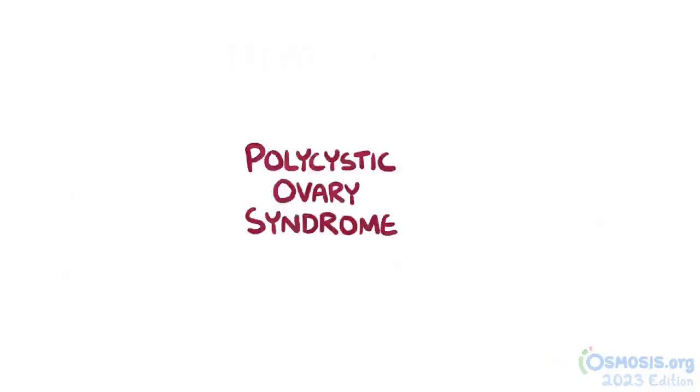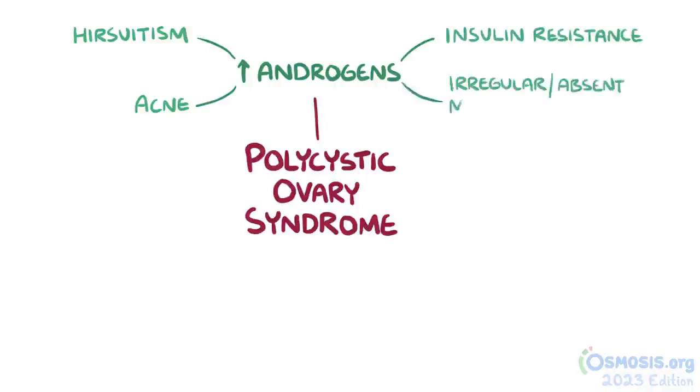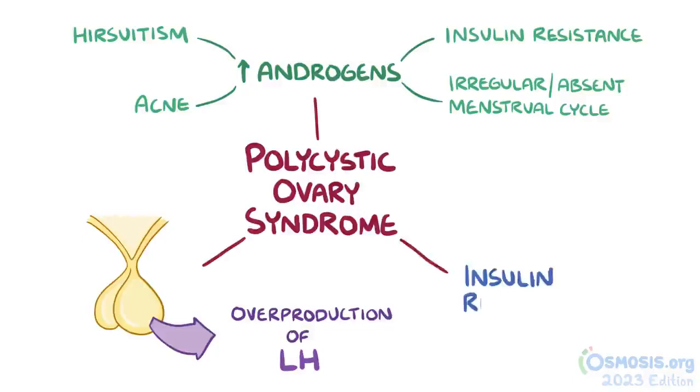Alright, as a quick recap, polycystic ovary syndrome is marked with symptoms related to excess androgen production, like hirsutism, acne, insulin resistance, and irregular or absent menstrual cycle. Polycystic ovary syndrome is associated with an overproduction of the luteinizing hormone by the pituitary gland, and also with insulin resistance.